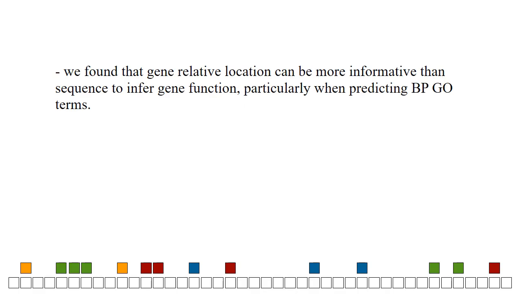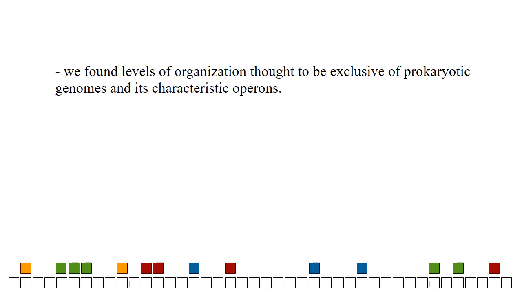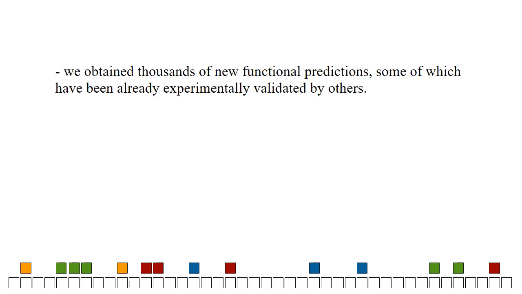The main conclusions of this work are that we found that gene relative location can be more informative than sequence to infer gene function, particularly when predicting biological process GO terms. That we found levels of organization thought to be exclusive of prokaryotic genomes and their characteristic operons, and that we obtained thousands of new functional predictions, some of which have already been experimentally validated by others.